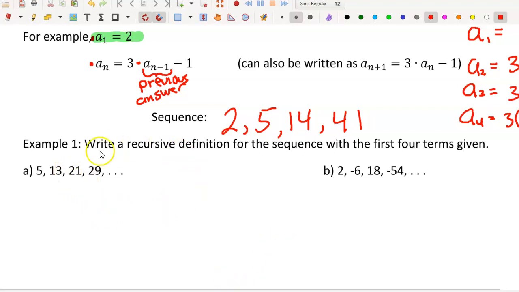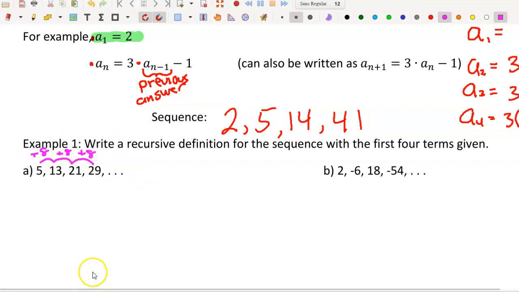So like before, these are going to be strictly arithmetic or geometric. Looking at A, is that going to be arithmetic or geometric? What would you say? Going from here to here, the same rule goes from here to here. What is that rule? Adding 8. So this is arithmetic.